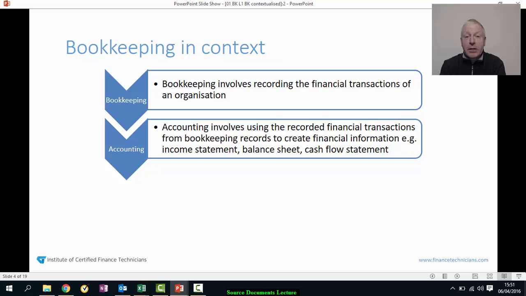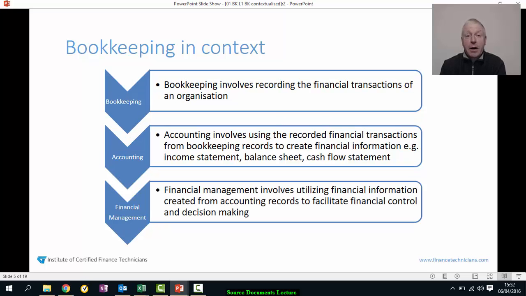Then once you've completed your bookkeeping entries, i.e. you've input the raw data, then you can look at the accounting side of the equation. And accounting involves using the recorded financial transactions from bookkeeping records to create financial information. And in the main, that means the production of three primary financial statements: the income statement, also known as the profit and loss account; the balance sheet, also known as the statement of financial position; and the cash flow statement. These would be the end products of the accounting records.